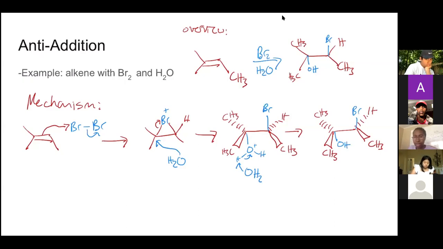So as you can see, this reaction is very, very similar to the one we just did with the two bromines. The only difference is that the water molecule in solution attacks the carbon before the Br- does. So that's the only difference. Any questions before I go on? Okay.